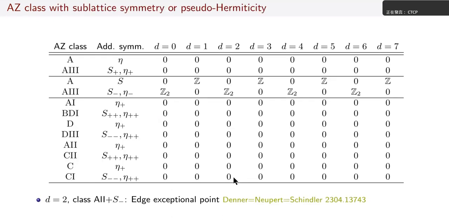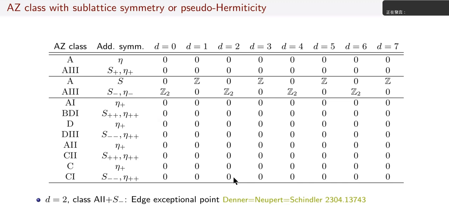Okay, and this is AZ symmetry with additional sublattice or pseudo-Hermiticity. A few examples were discussed in the literature.